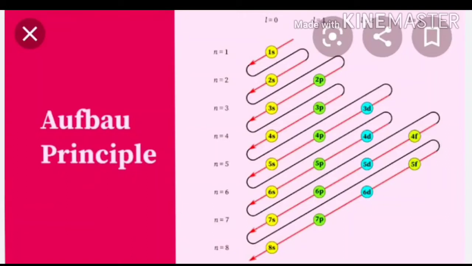Okay, so the increasing order of energies of various orbitals is 1s, 2s, 2p, 3s, 3p, 4s, 3d, 4p, 5s, 4d, 5p, 6s, 4f, 5d, 6p, 7s, 5f. So this is the increasing order of energies.